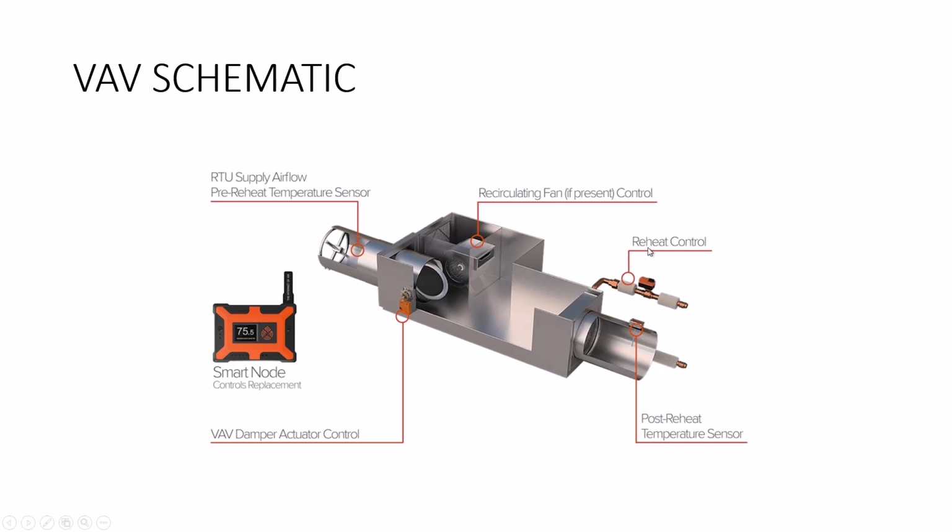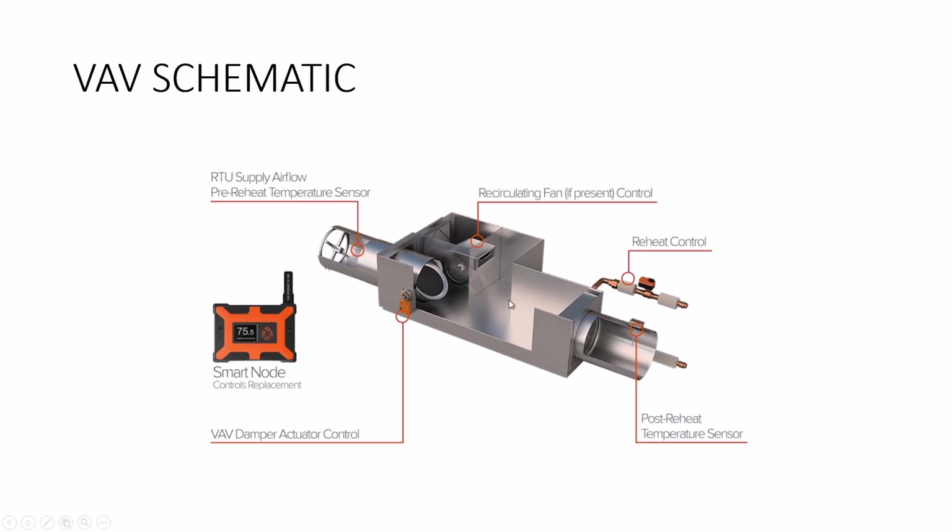You can see this is the reheat control. We are considering the hot water coil inside the VAV for reheating. You can use an electric heater also. So this is the simple schematic of VAV. That is the supply airflow from the RTU, and you can also consider this as an AHU. And this is the post reheat temperature sensor.